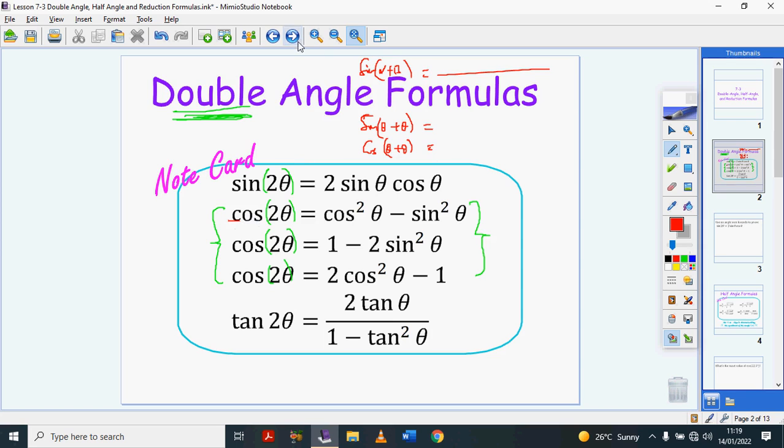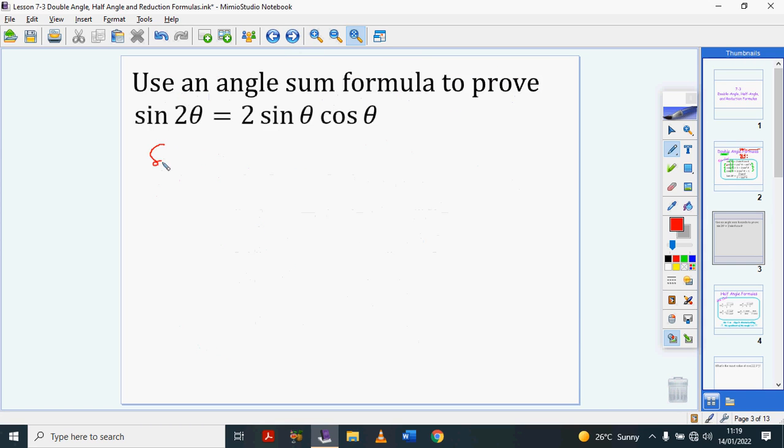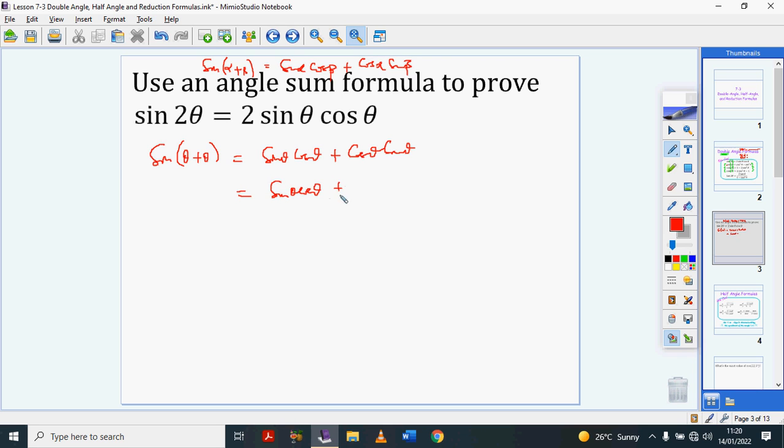So back to this example, sine 2 theta is the same as sine of theta plus theta. And we know from the sum formula for sine, if we have sine alpha plus beta, it's the same as sine alpha cosine beta plus cosine alpha sine beta. So if I apply that here, beta and alpha are the same angle, so this will just be sine theta cosine theta plus cosine theta sine theta. Well, sine theta cosine theta and cosine theta sine theta are the same exact thing, just written in opposite order. So let me write them in the same order.